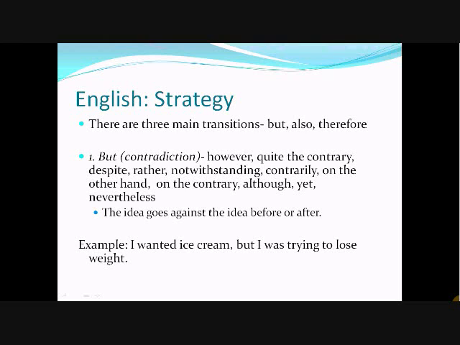For instance, but means a contradiction, or that the idea goes against the idea before or after it. Words that are derivations of but include however, quite the contrary, despite, rather, notwithstanding, contrarily, on the other hand, on the contrary, although, yet, nevertheless. Here's an example: I wanted ice cream, but I was trying to lose weight. The second part of that sentence contradicts the first part. They want to eat ice cream, but they can't because they're trying to lose weight.